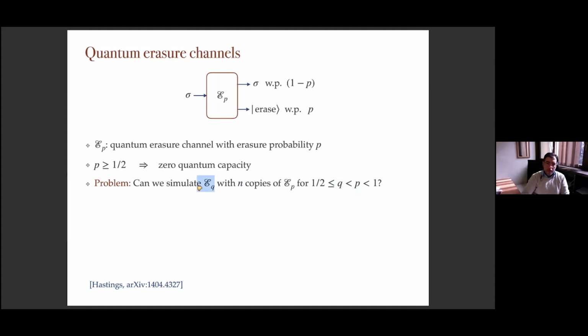Okay. And again, it has the same nature as previous examples, because at the source, I can use as many copies as I want, and at the target I want to simulate only a single copy of the target.